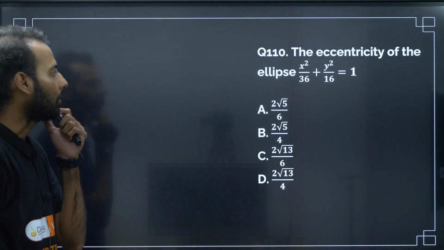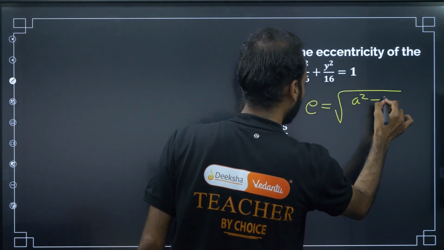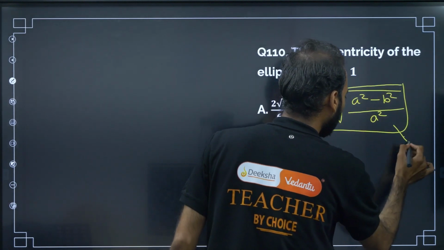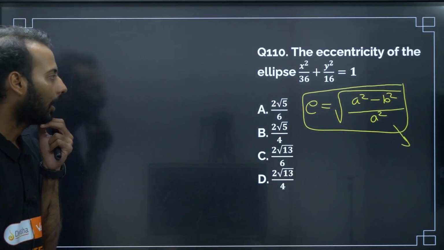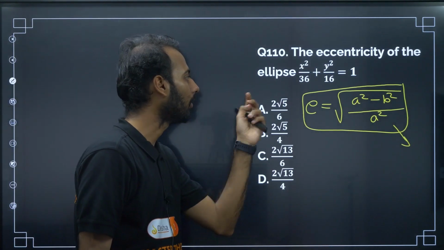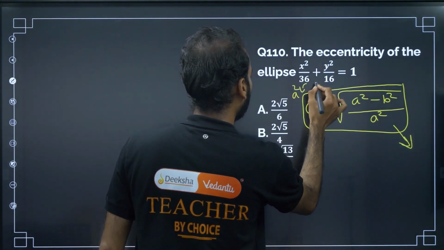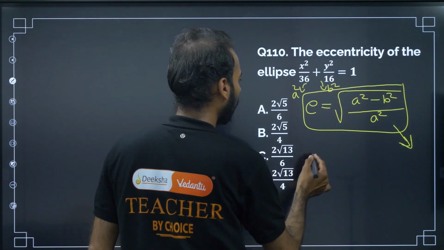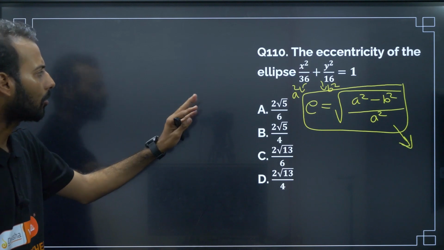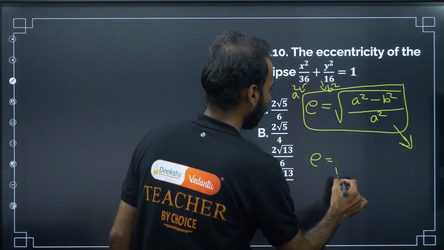The eccentricity of the ellipse. Direct question. e is equal to root of a square minus b square by a square, this is the formula. I understand it is very difficult to remember all the formulas, but there is no alternative for this. We need to remember. Also, this is a square, this is b square. If you remember the formula, see how much time it will take. No need to write this also in the exam, just the eccentricity of the ellipse, x square by this. So how much time does it take to write this?